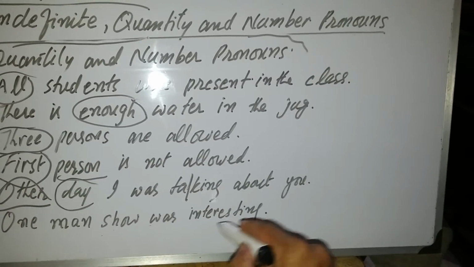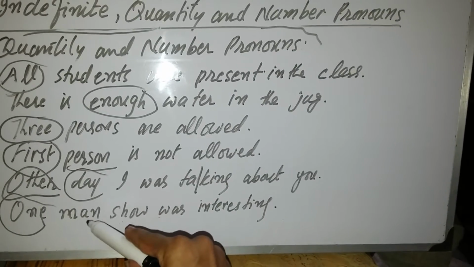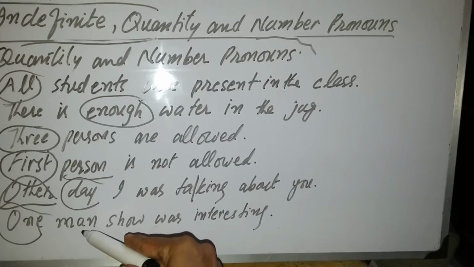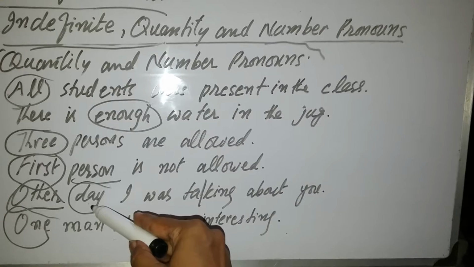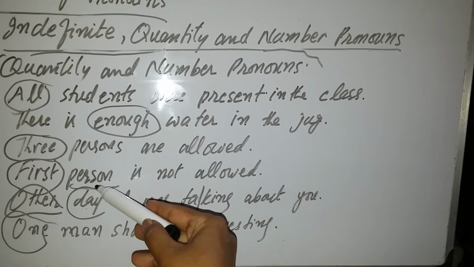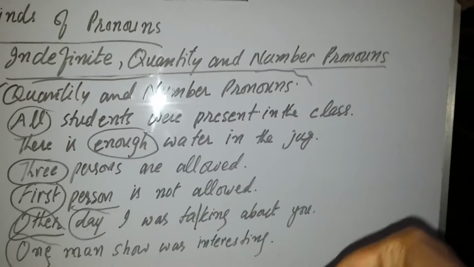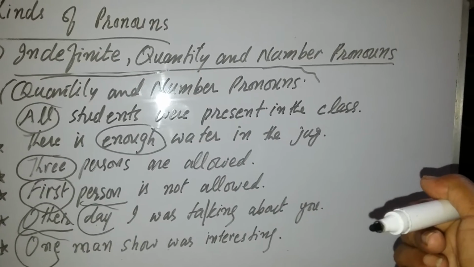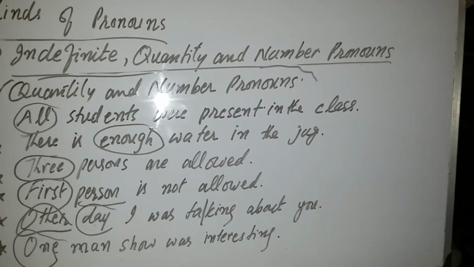One man show was interesting. One man. One is a quantity number pronoun. You can say this is a number pronoun, which is used for a singular person, that is man. This is used for a singular word, that is day. Singular person. They can be counted as well as they are singular. So this is the use of quantity and number pronouns for singular and plural, countable and uncountable.